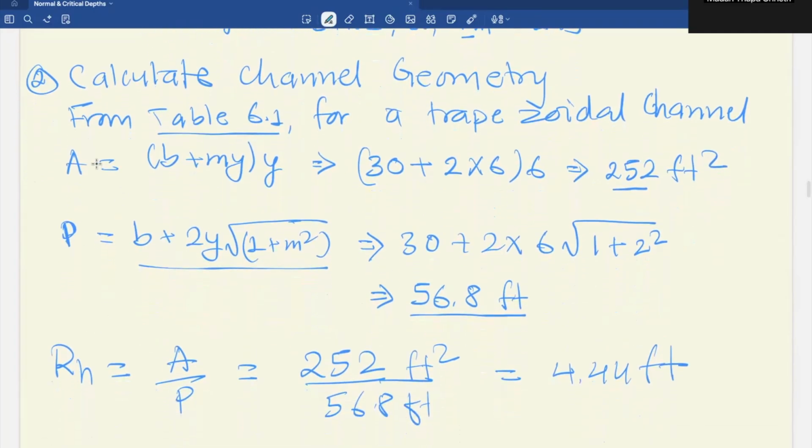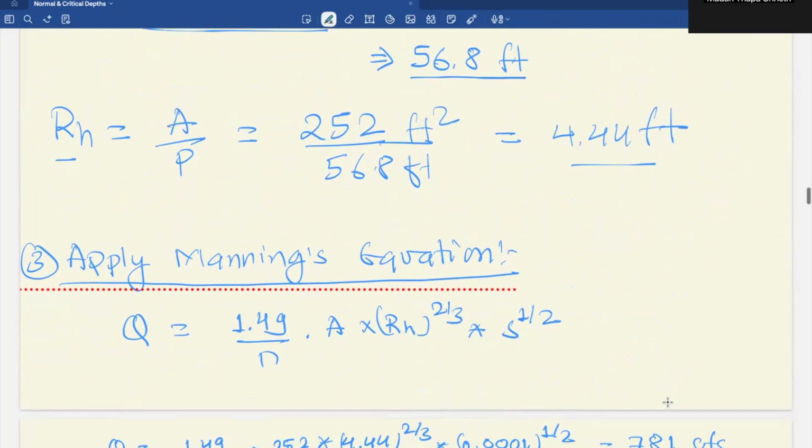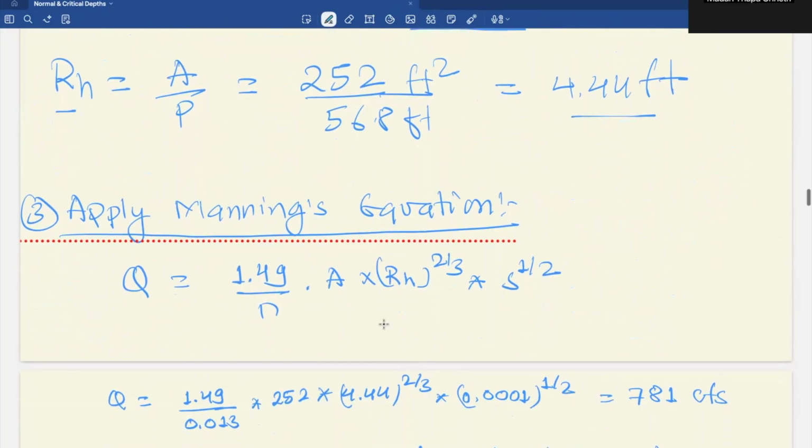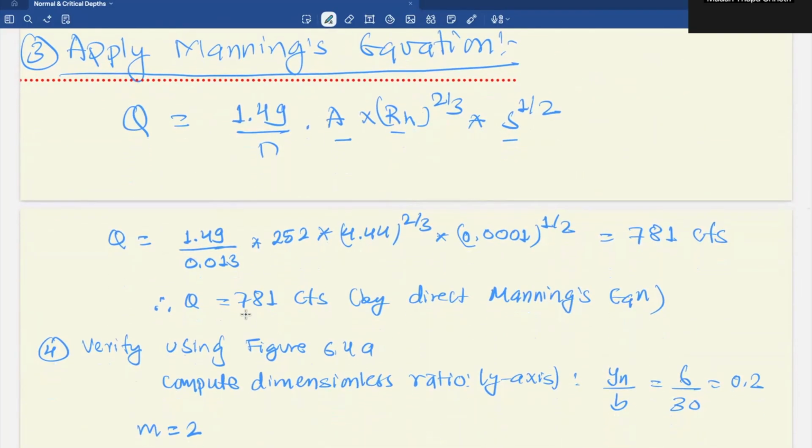So after we are done with computing area and weighted perimeter, we can compute hydraulic radius, which is A by P. That gives us 4.44 feet. And after that, we can apply Manning's equation. We already know the formula, and we will input the value for A and RH and S. So from that, we get discharge value is 781 cubic feet per second, which is from direct Manning equation.